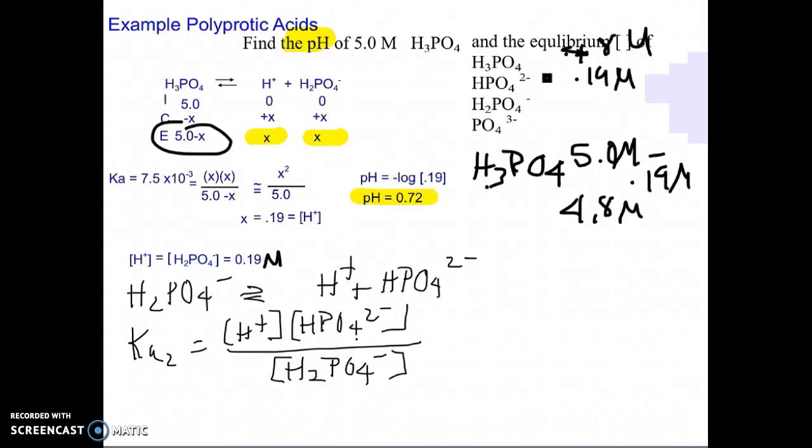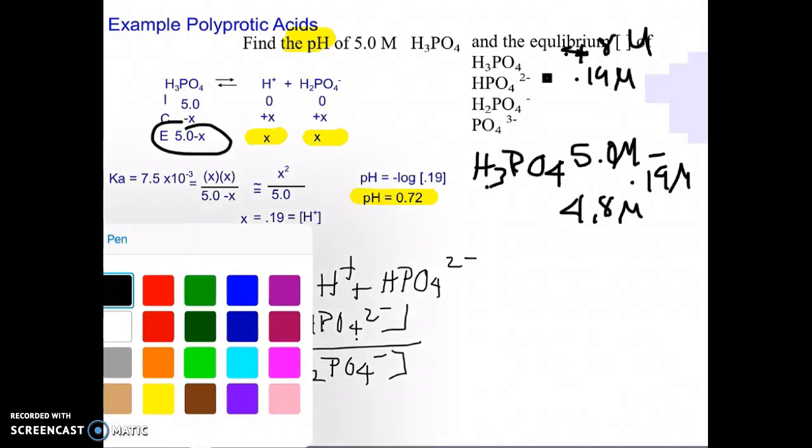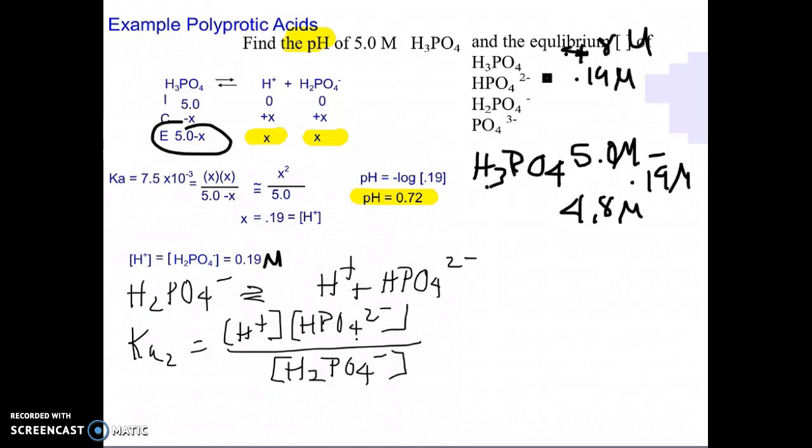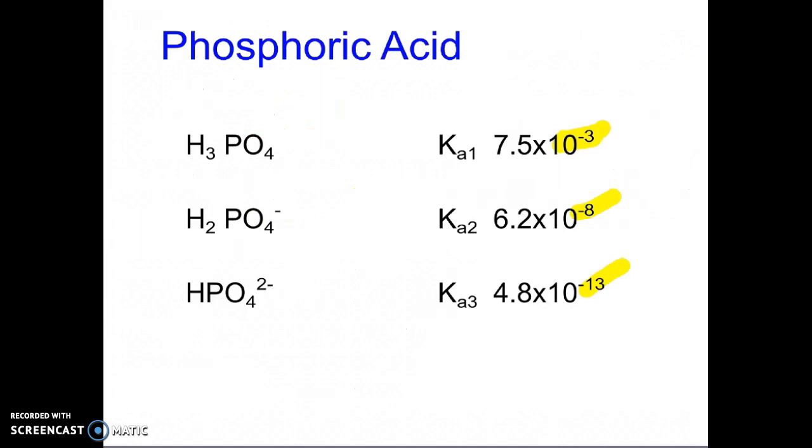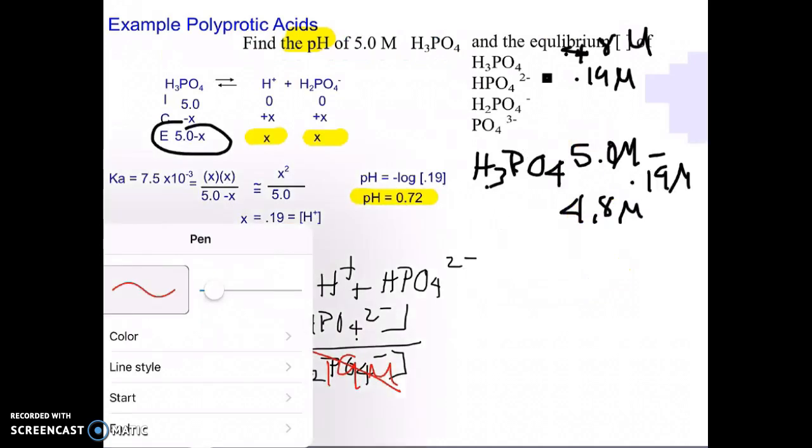So since that hydrogen ion concentration, which we know is, I think I can even do this with a different color, we know that this is 0.19, right? We know that the H2PO4 minus is 0.19 molar, so both of these are molars. These will cancel out. And so we can say that the Ka2 value, which you know from right here, is 6.2 times 10 to the negative 8.